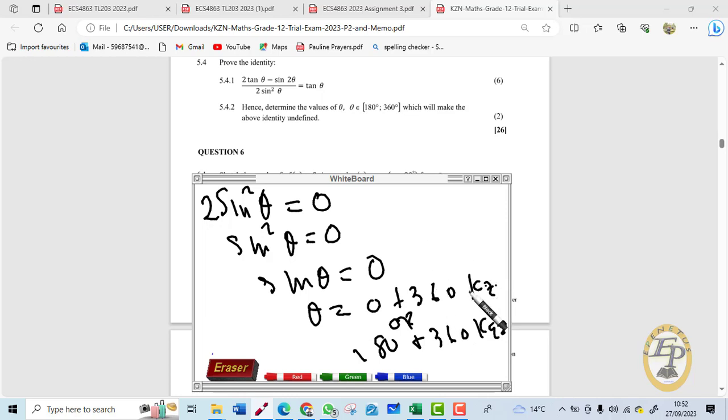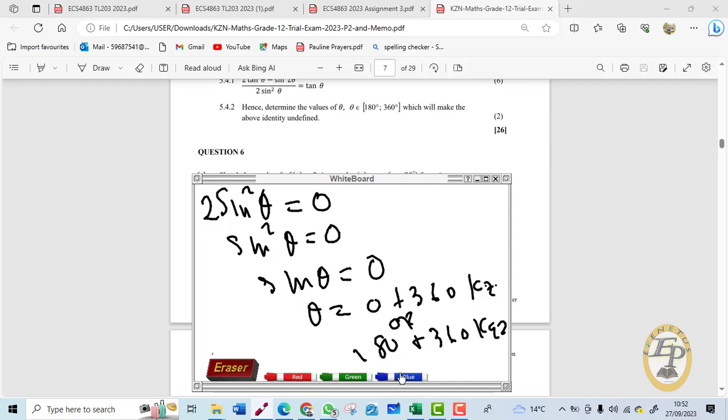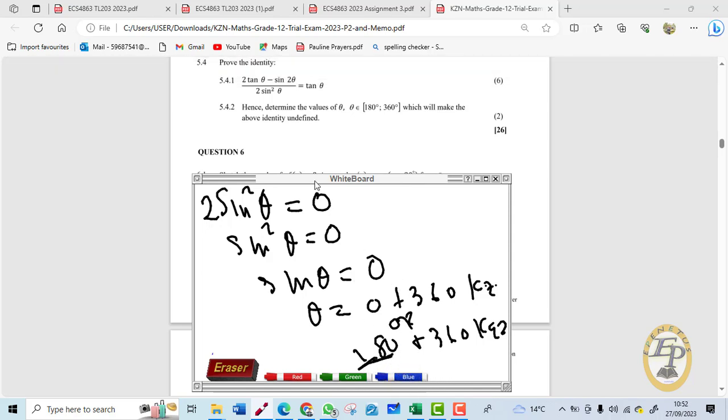Now, so we want only between 180 and 360. So for your solution would be 180 here.